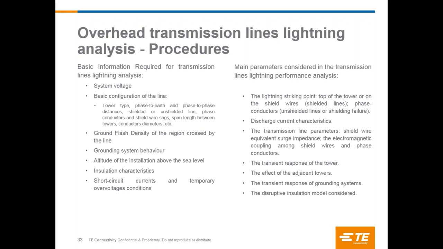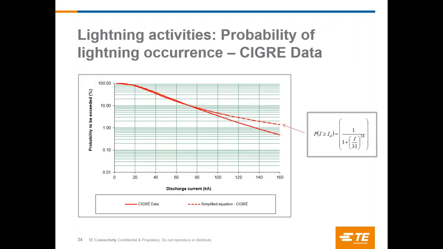The transmission line parameters: shield wire equivalent surge impedance, the electromagnetic coupling among shield wires and phase conductors, the transient response of the tower, the effect of adjacent towers, transient response of the ground system, and the disruptive insulation model considered. These parameters are essential for doing transmission line analysis studies in order to get the current transmission line lightning performance and define methods and procedures for improving the performance of this specific line.